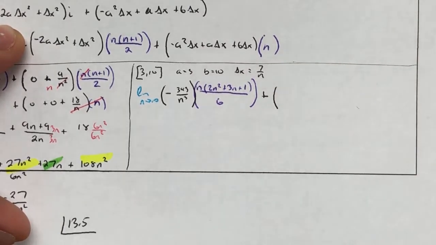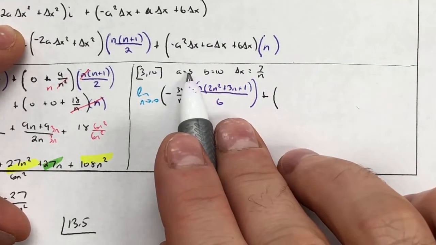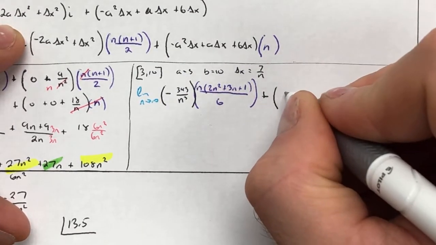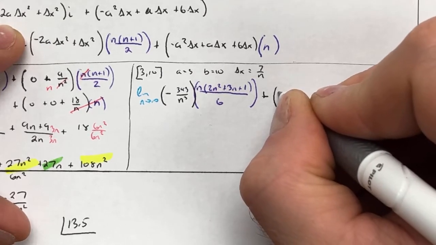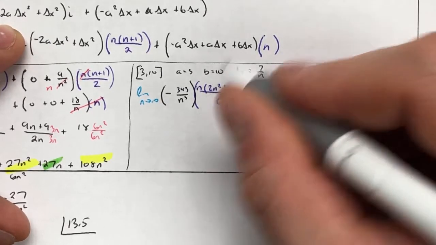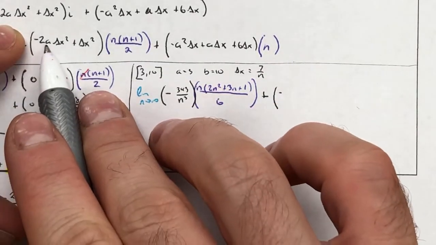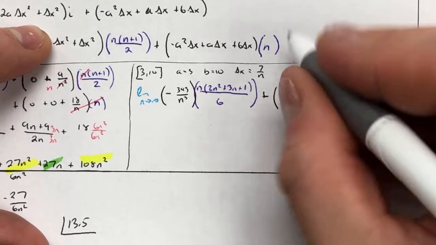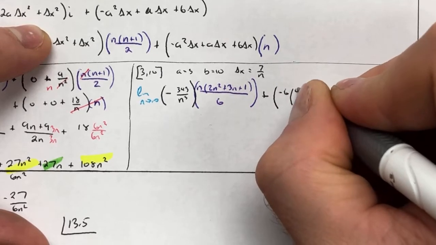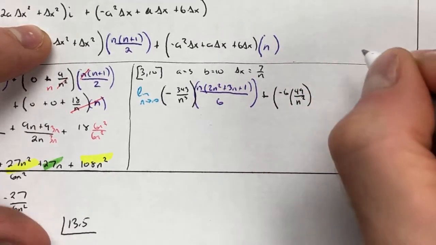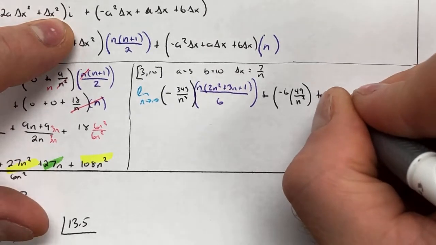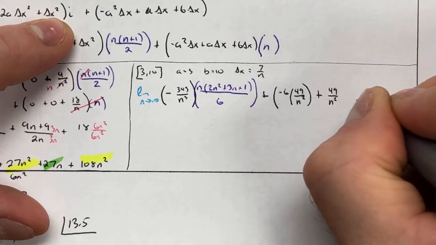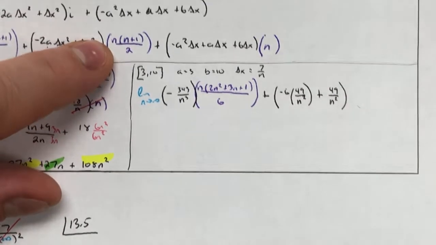Let's see, so this is 2 times A, so 2 times this is going to give me a negative 6, but we're going to write this out. Nah, we don't have enough space, so negative 2 times 3 is negative 6, times delta x squared, so this is going to be times 49 over n squared, plus delta x squared, so plus 49 over n squared times this thing.